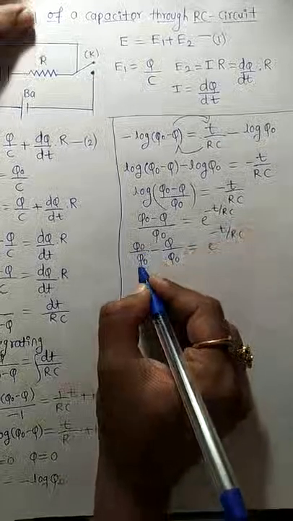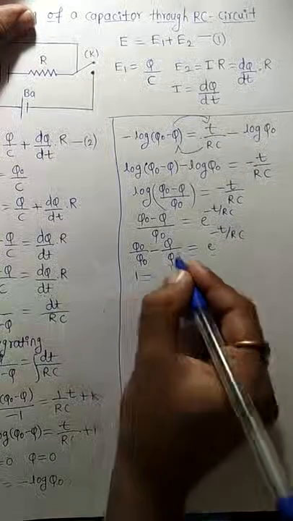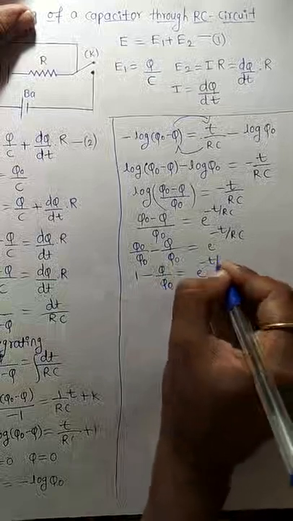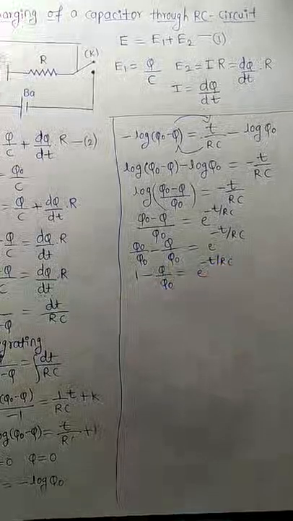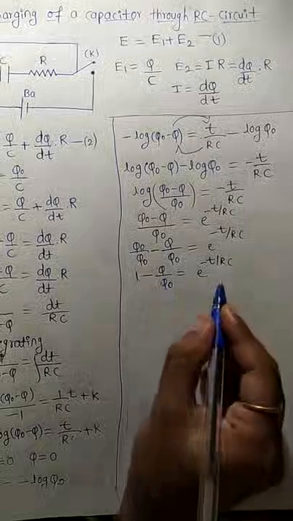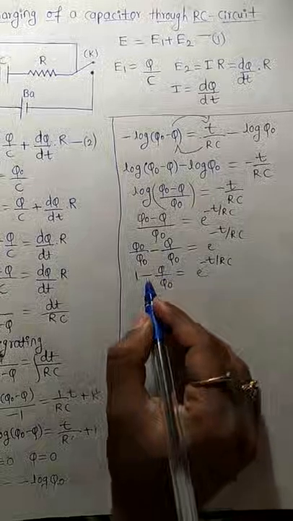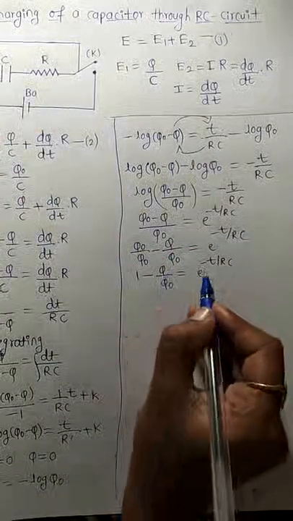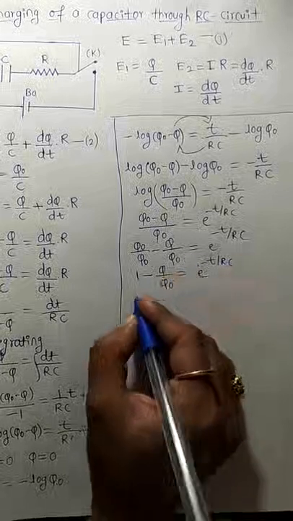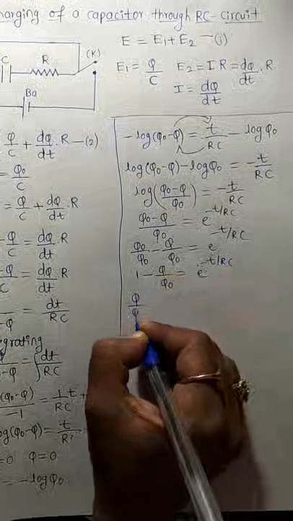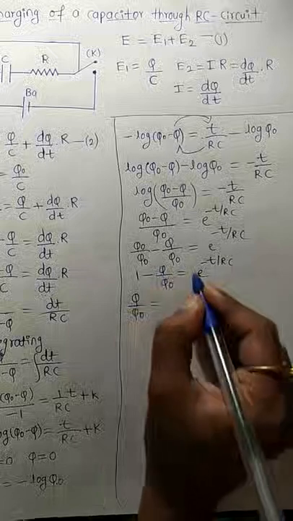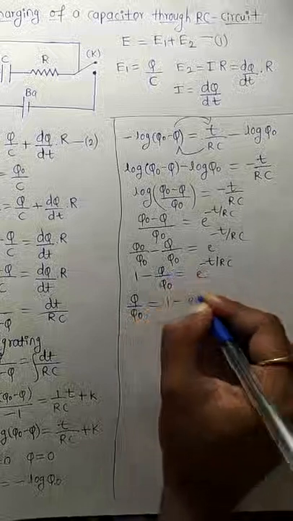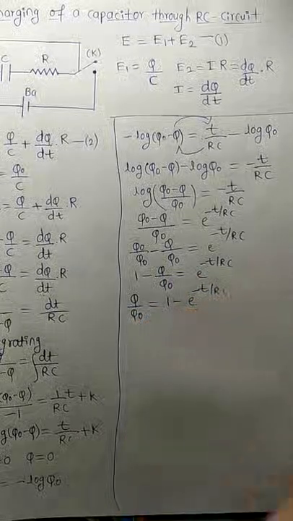And q naught by q naught value is what? 1 minus q by q naught as it is, which is equal to e raised to minus t divided by RC. Now I'll transfer this term to this side and this one to this side to make it positive. So interchanging the terms, what you will get? You are getting q by q naught, when it goes it becomes positive, and when it comes this side, 1 minus of this you will get. That is 1 minus of e raised to minus t divided by RC.